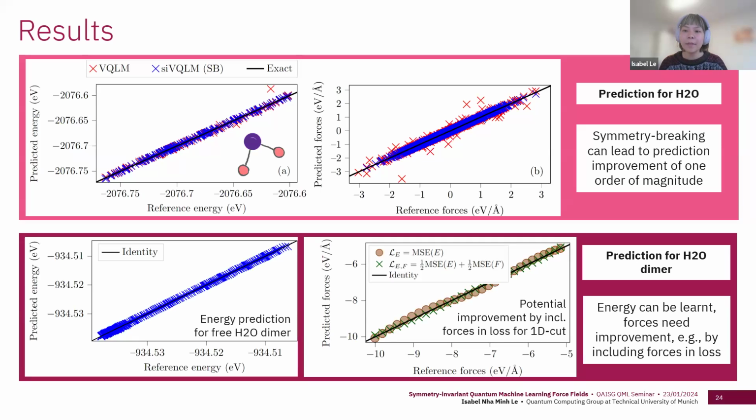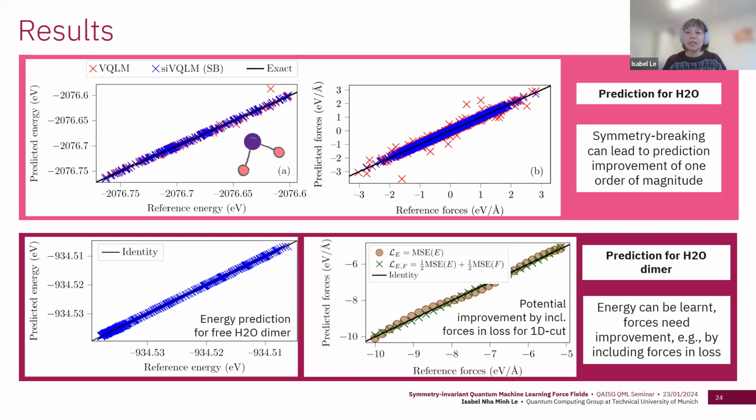In the case of a water dimer, this was our last example, we were able to learn the potential energy well, but we also observed significant inaccuracies in the force prediction, which is likely due to the fact that our model was not expressive enough for this more complicated system. And furthermore, this could also be caused by the fact that we did not include the forces in the loss function yet, and therefore there was a lack of information. Both extensions would require heavier computational costs, which we here want to leave for our future research.